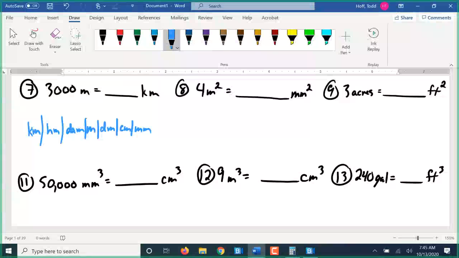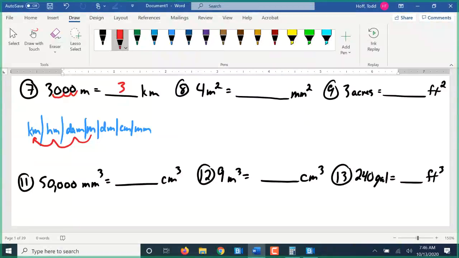Let's take a look and see how you're doing so far here. So for number 7, we're going from meters to kilometers. On the chart, that's 3 spots to the left. It is just regular meters and kilometers, so our decimal point just goes 3 spots to the left. 1, 2, 3. 3,000 meters is just 3 kilometers.